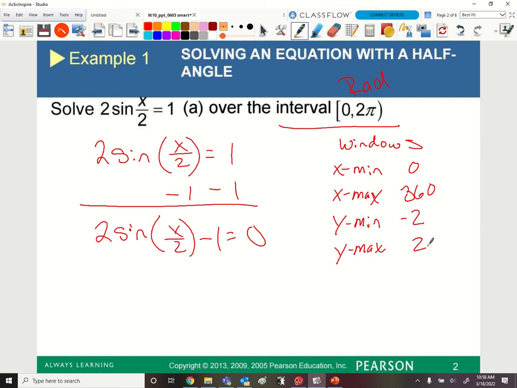Now, go ahead, put these in the calculator, and what's the one thing I have to do? I have to add the degree symbol right here to make it work on the calculator, because I always want to force my calculator into degrees.